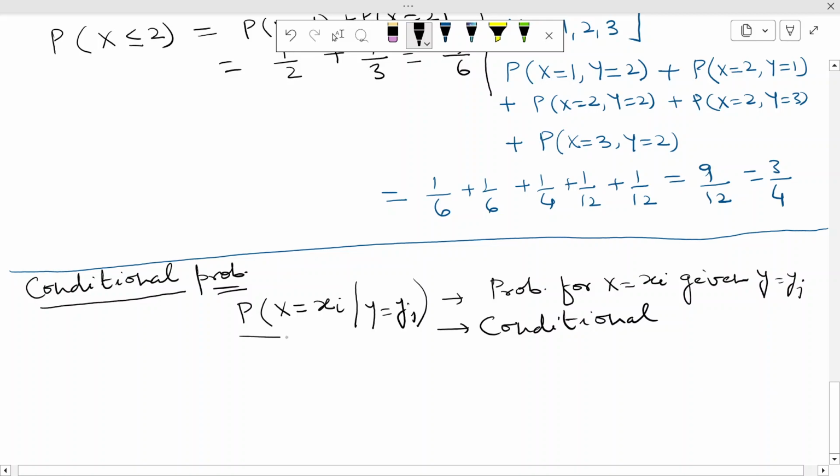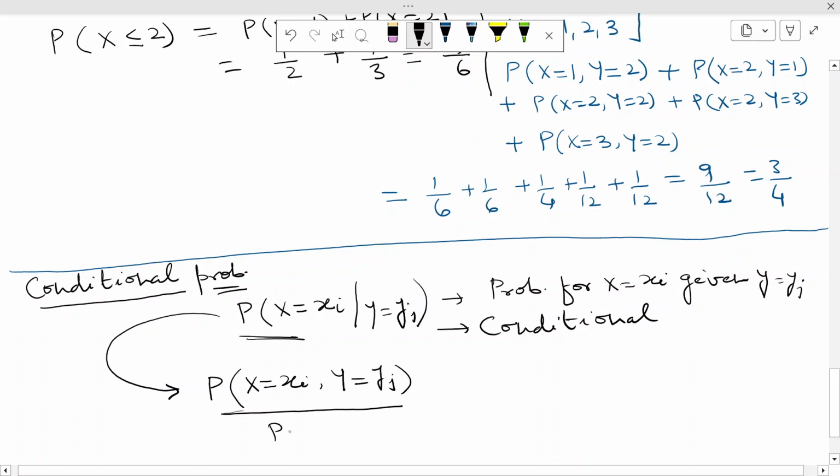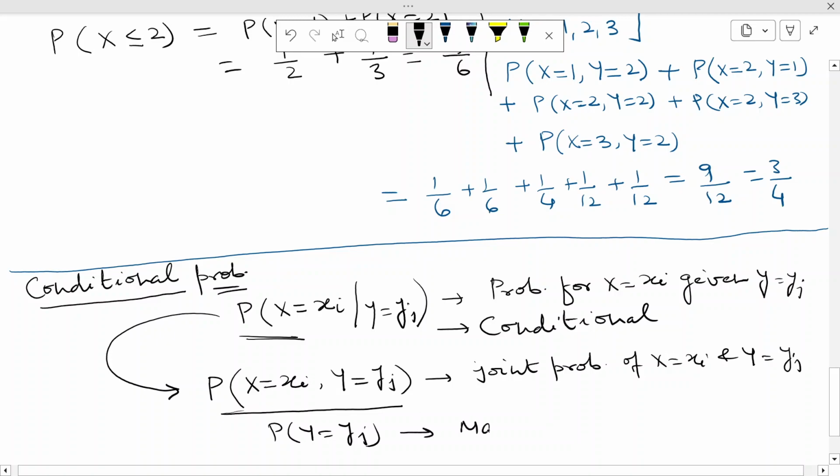Whenever we have this situation, this probability can be obtained as the probability of x equals xi, y equals yj, divided by the probability of y equals yj. So this is the joint probability of x equals xi and y equals yj, and this is the marginal.